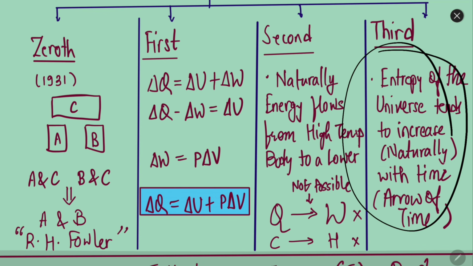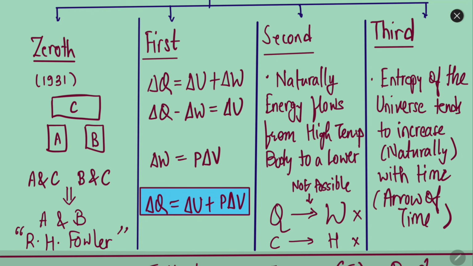And the third law is the law of entropy. Entropy means randomness. So according to the third law, entropy of the universe always tends to increase naturally with time. That is, randomness in the universe always tends to increase with time.